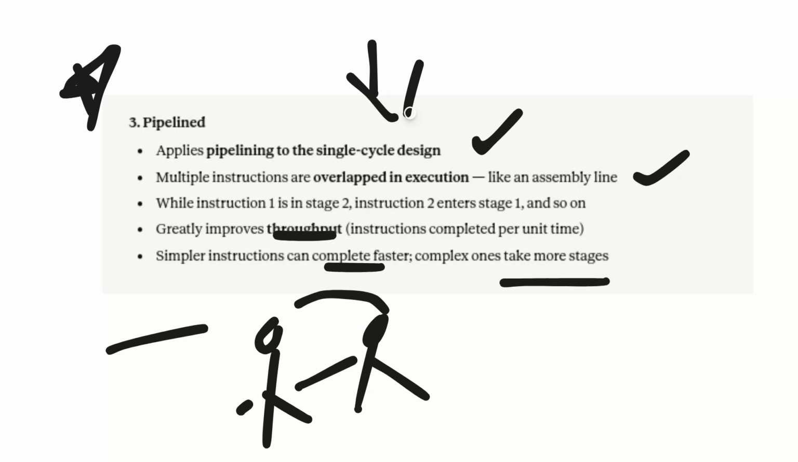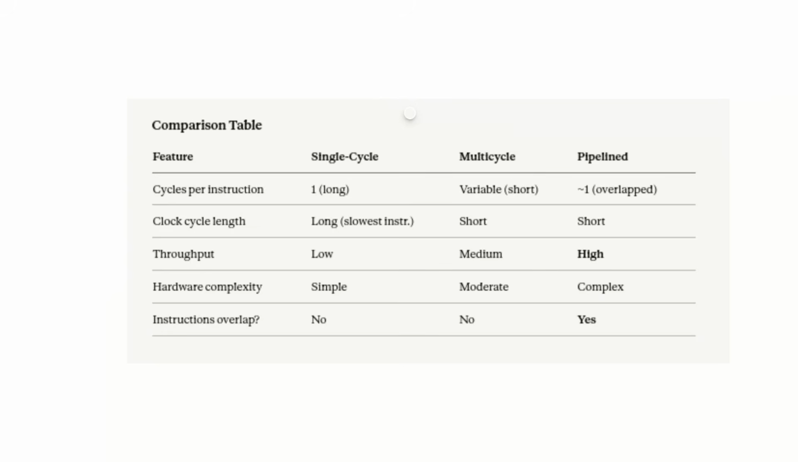Throughput means what? Throughput is the number of instructions executed or completed per unit of time. So we can say simple instructions are completed faster and faster. The complex instructions can take more stages, like stage 1, stage 2, right? So in pipeline, the simple instructions are completed faster, and complex instructions can take more stages.